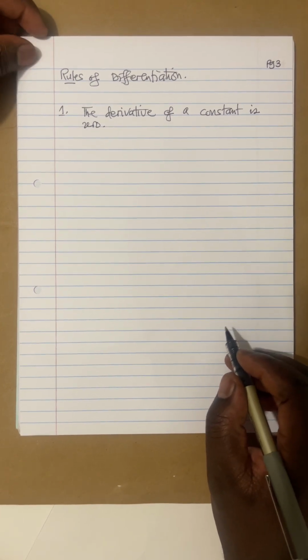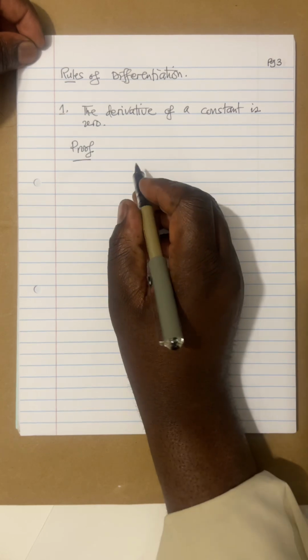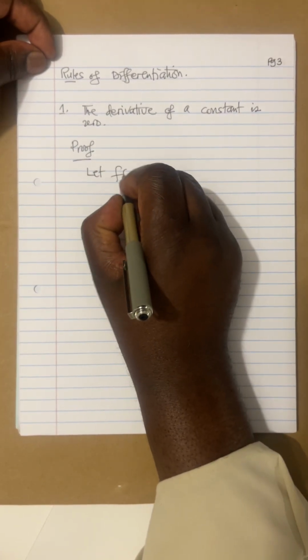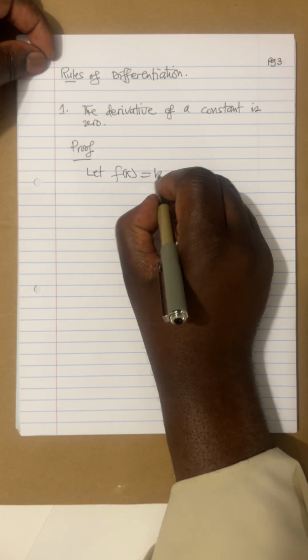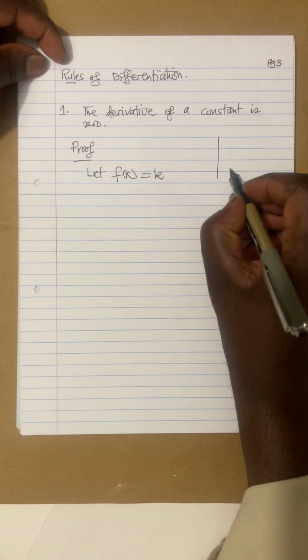How do we prove this? Let's look at the proof then. Let f of x be equal to k. Remember, what we mean by a constant is a constant function.